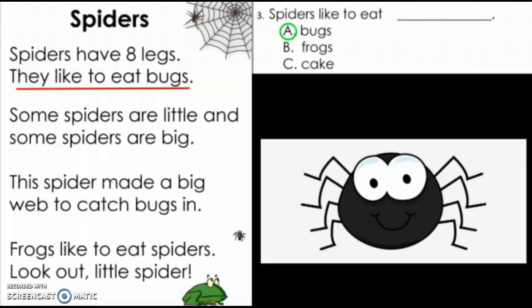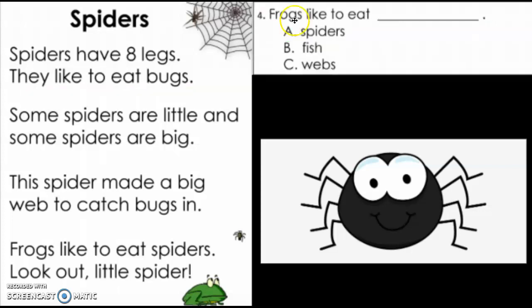Okay. The next question says frogs like to eat. What does a frog like to eat? Pause the video and go back and look and see if you can find your answer. A, spiders. B, fish. C, webs. What does a frog like to eat? Go back in the passage and underline and find your answer. Point to it when you found it. Hit play when you're ready to move on.